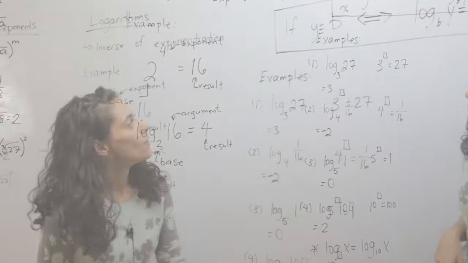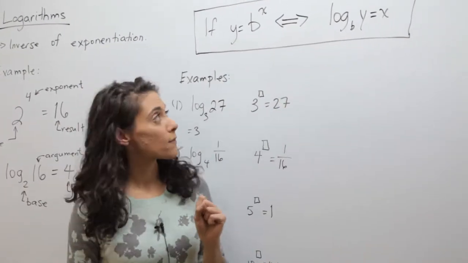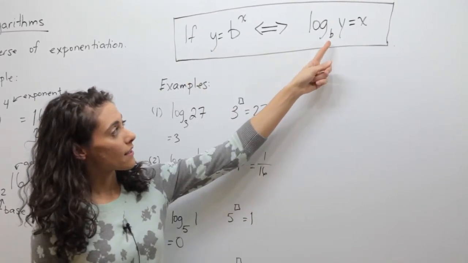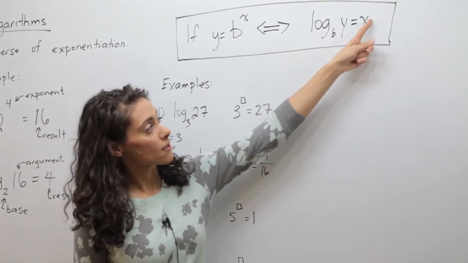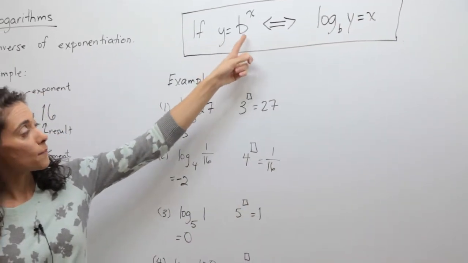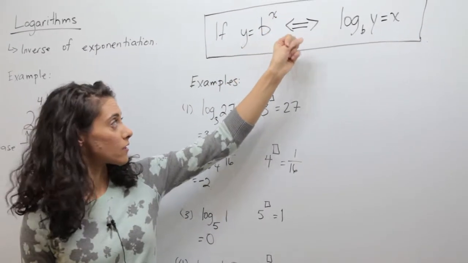Let's try some examples. We call this exponential form and this logarithmic form. These are equivalent. We can always rearrange this by saying this base raised to this exponent results in that value, or log base b of this number results in the exponent.